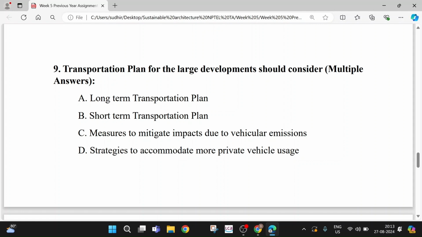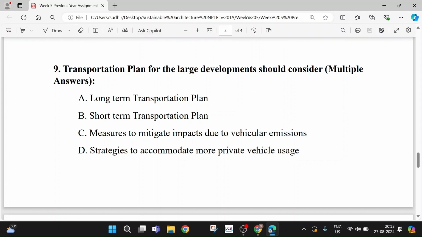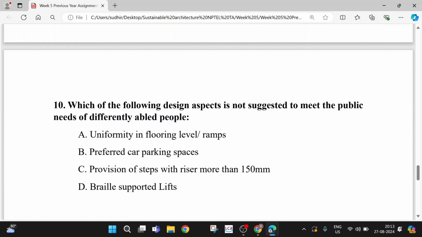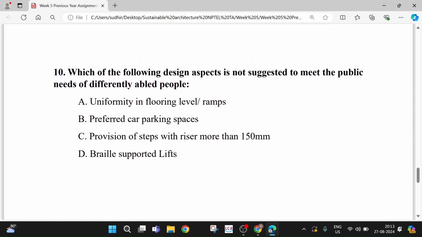So, let's move to the final question of the day and the last question of today's Week 5 problem solving session on the course Sustainable Architecture, and try to see how many of you are able to give the answers to this question correctly. Here is the last question of the day for you all. Which of the following design aspects is not suggested to meet the public needs of differently abled people?